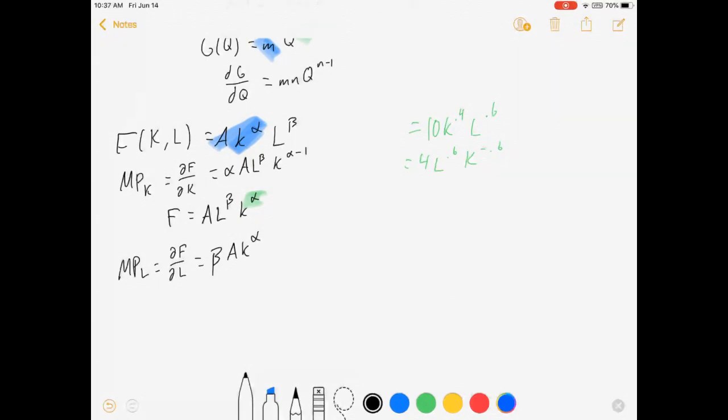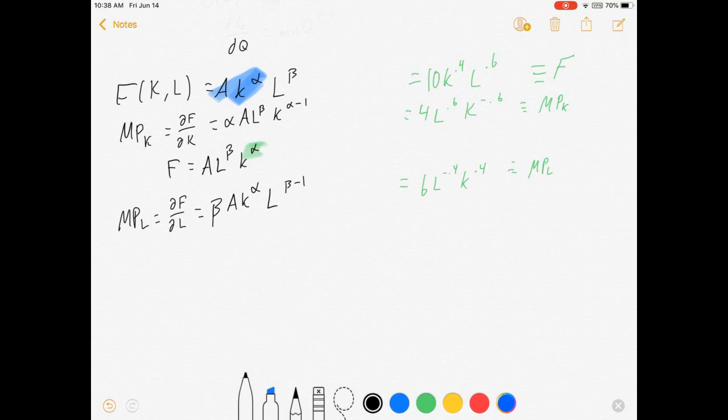So there's my N times M times L to the beta minus 1, which in the example is, let's see, 6 times L to the negative 0.4, K to the 0.4. Cool. And with that, we've got MPL and MPK. So this was f, this was MPK, this was MPL.